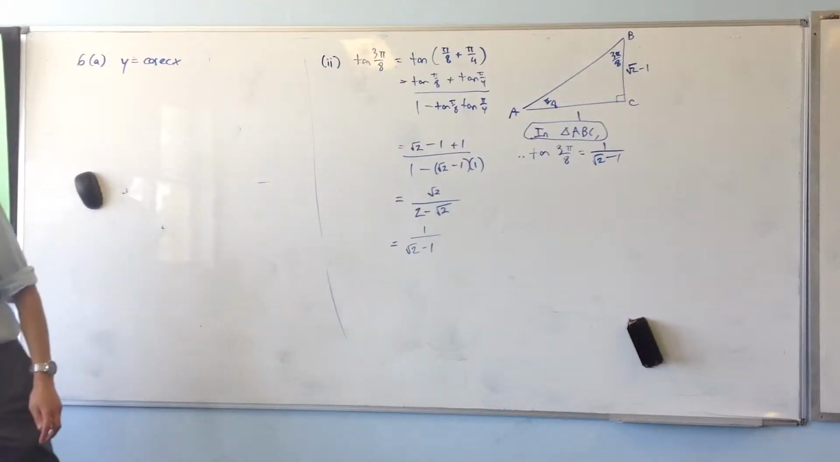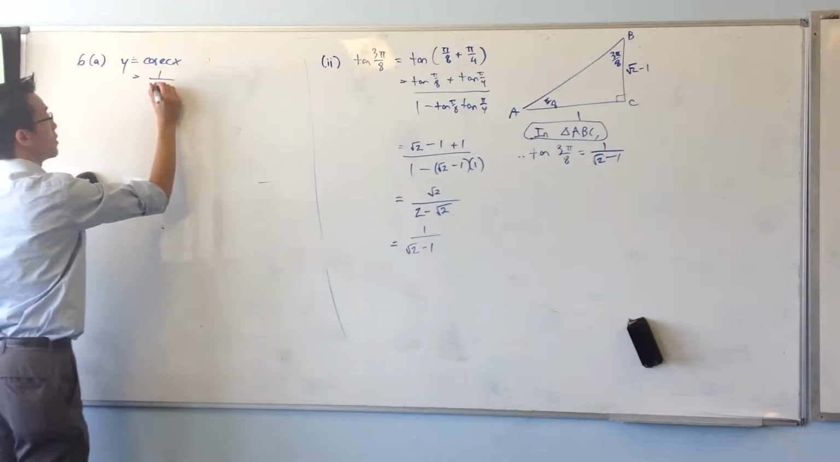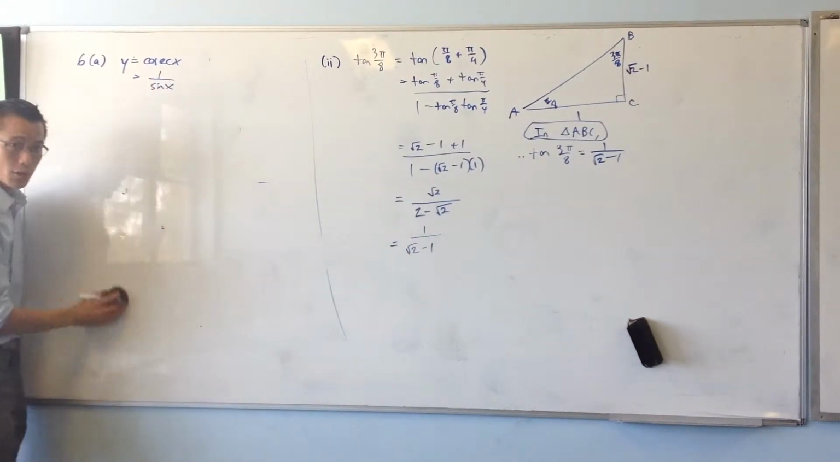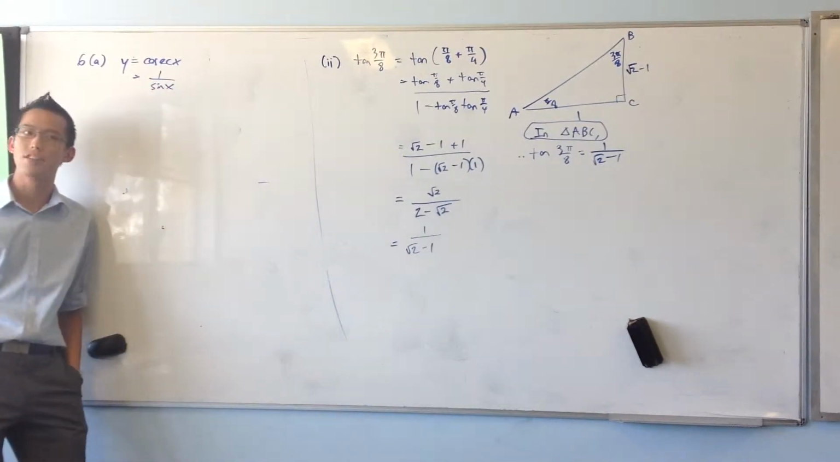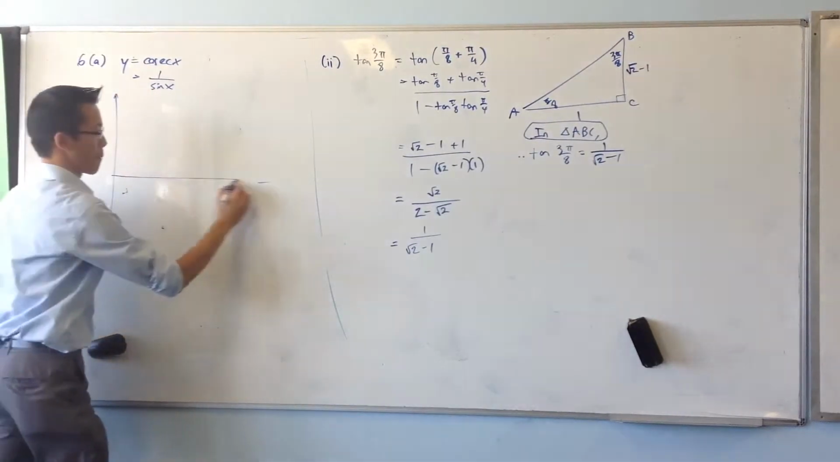So cosec x, that's a reciprocal function. Which one is it? 1 over sine. Okay, so even if you don't know what cosec x looks like, it's not that hard to work out because we know what sine looks like. So let's just draw sine x on it.